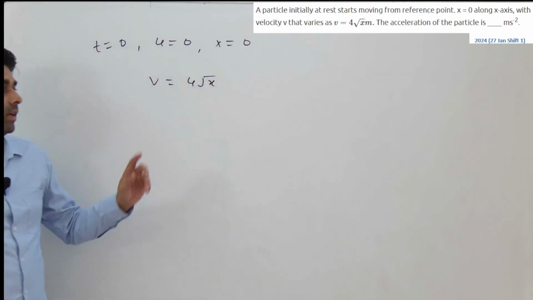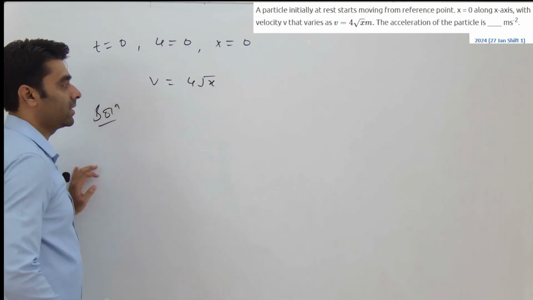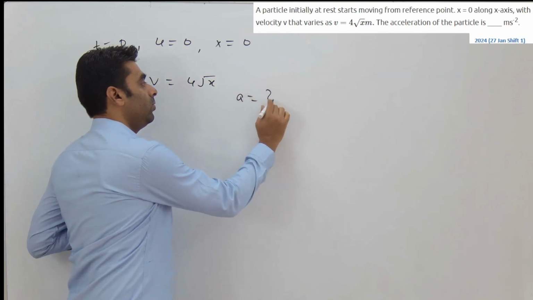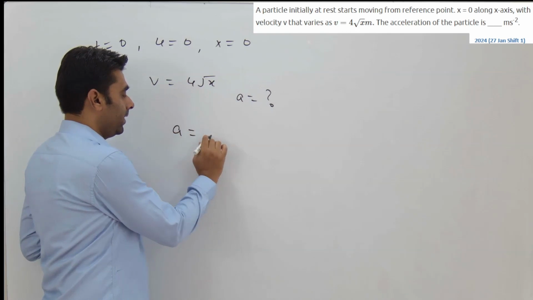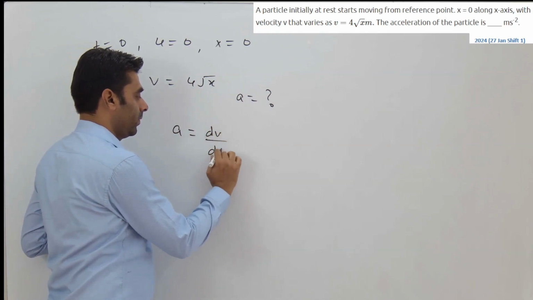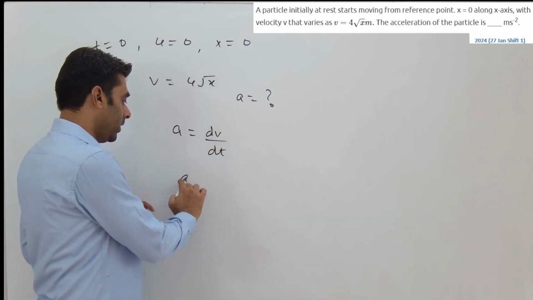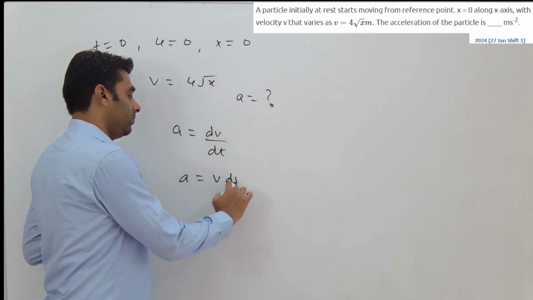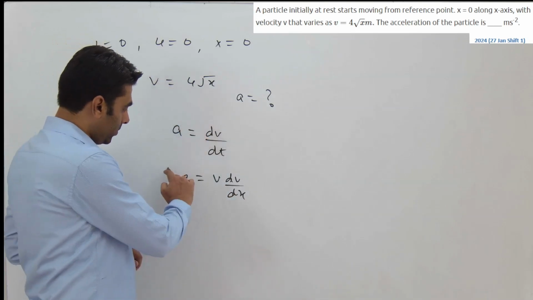Now, velocity is given to you as a function of x, and they are asking us for acceleration. We know two relations. Acceleration is given as dv by dt when velocity is given as a function of time. Also, we know acceleration is given as v dv by dx. Now, because velocity is given as a function of x, we will be using this relation.